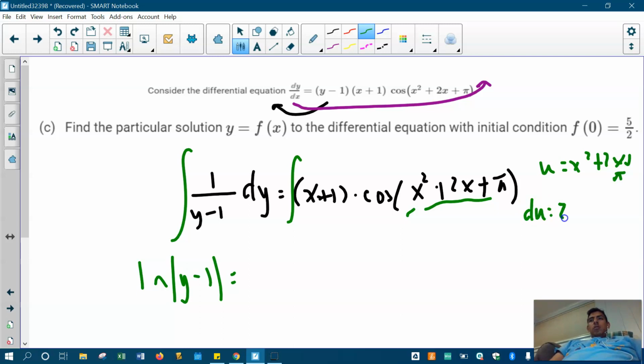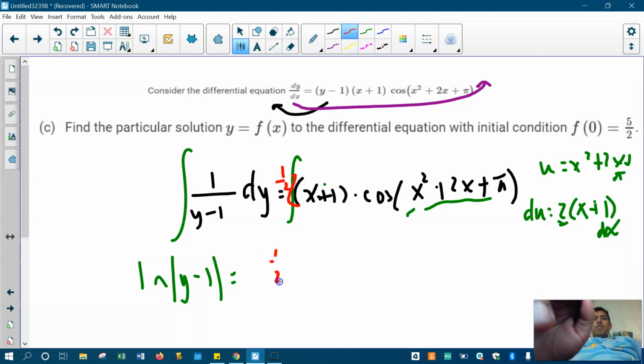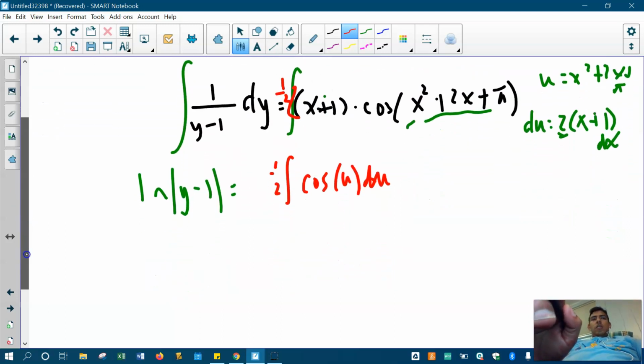Du is 2x plus 2, which is really 2(x plus 1). The reason that's important is because I have an x plus 1, but I have to compensate by a 2. So I need to put a 2 on the inside and a 1/2 on the outside. So when I get this, I get 1/2. So I've got to do a second step here. I get 1/2 the antiderivative of cosine of u du. And now I can keep going here.